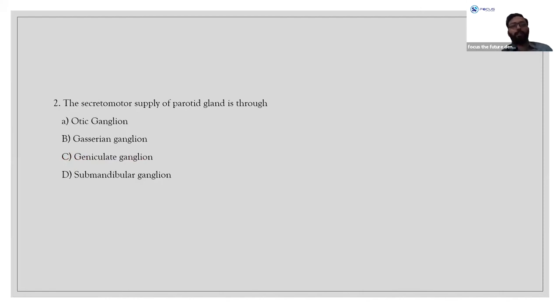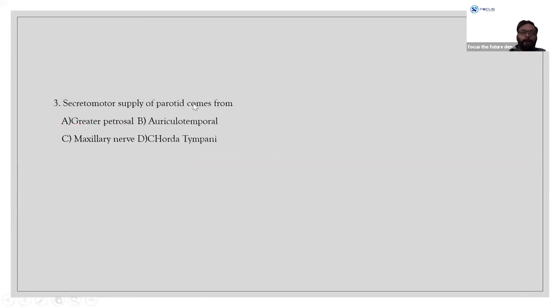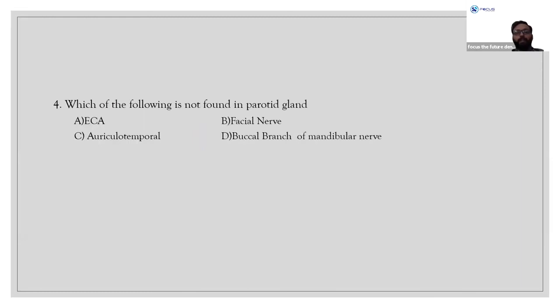The secretomotor supply of the parotid gland is through which ganglion? Which ganglion is it? Otic ganglion. Okay. Your geniculate and submandibular ganglion are involved in submandibular secretomotor supply. Again, secretomotor supply of the parotid comes from the auriculotemporal nerve, because that is the postganglionic nerve.